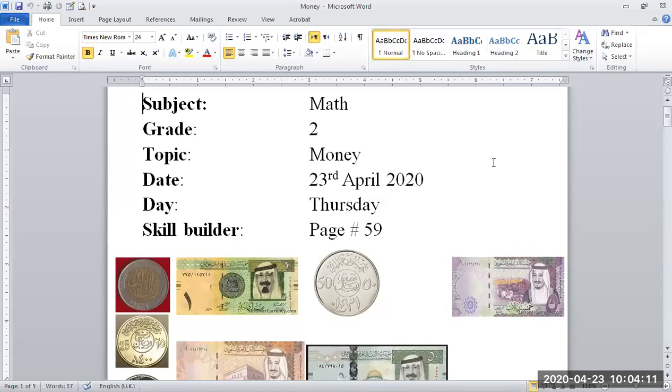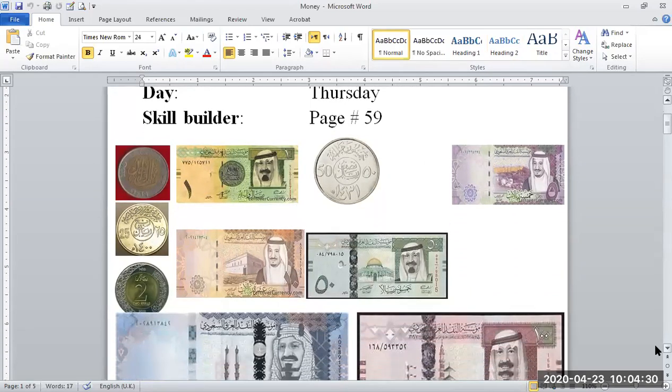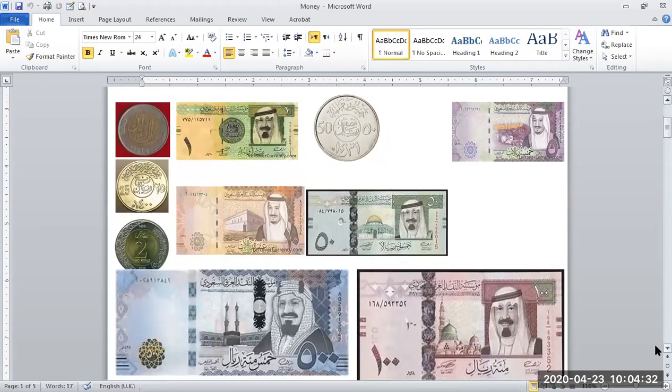Today I have a topic about money again. First we finish this topic in our learner book, and today this is in Skill Builder, page number 59. This is about money that we use every day in our daily life. When we buy something, then we use this currency. Different countries have different currency.